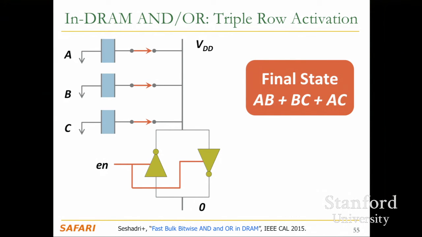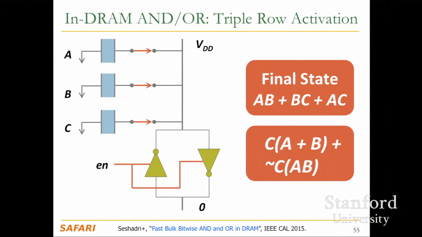But the other interesting thing is you can rewrite this equation like this. You can take out C, and now this can be your control row. If C is set to all ones, you get the OR of A and B. If C is set to all zeros, you get the AND of A and B. Basically, we have an analog computation mechanism that can do AND and OR in DRAM, assuming you can design these really nicely, of course. It's destructive, absolutely.